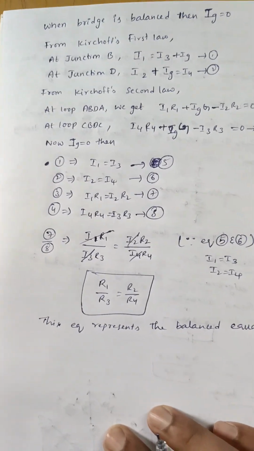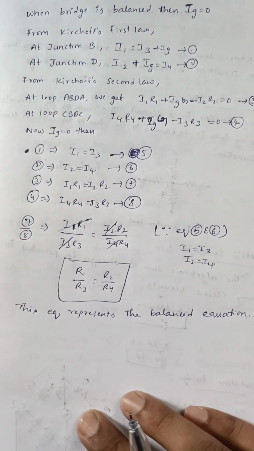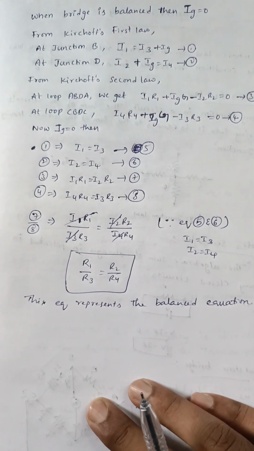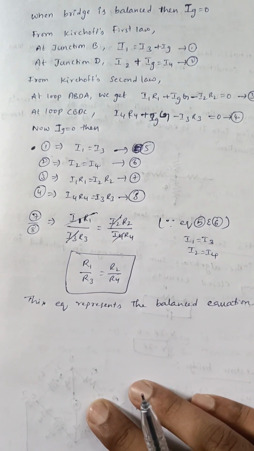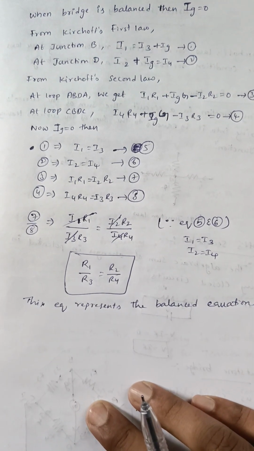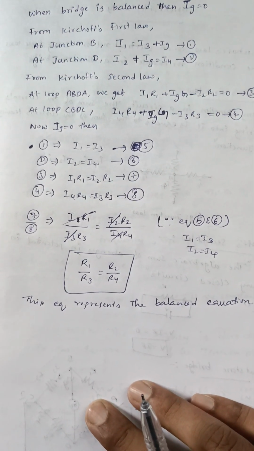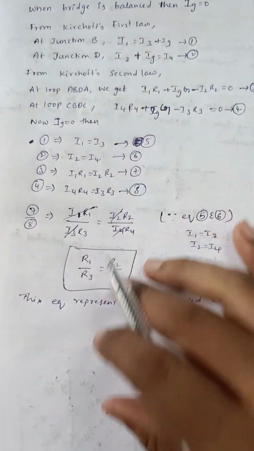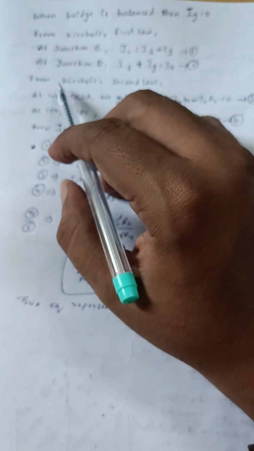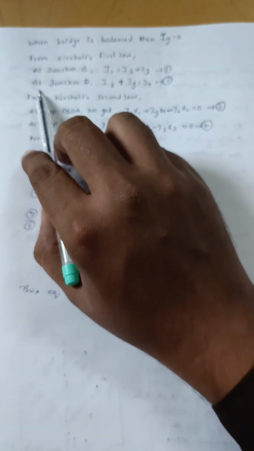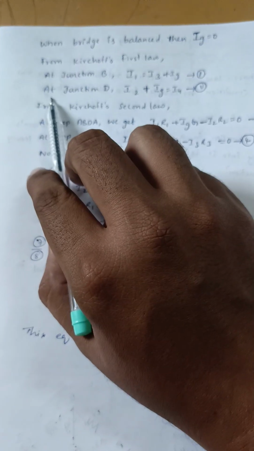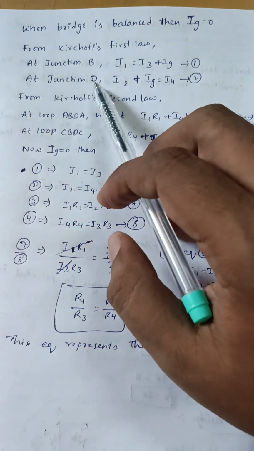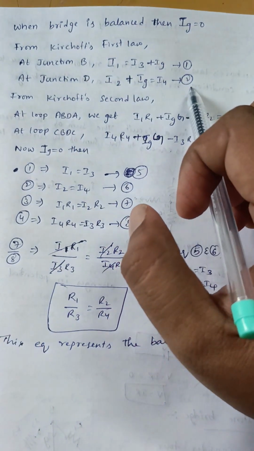When the bridge is balanced, Ig is equal to 0. From Kirchhoff's first law at junction B, I1 is divided into I3 and Ig, so I1 is equal to I3 plus Ig, equation 1. At junction D, I2 plus Ig is equal to I4, equation 2.